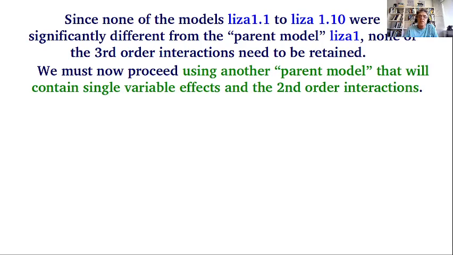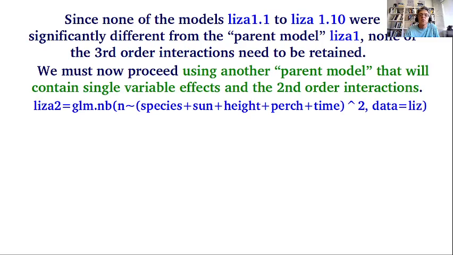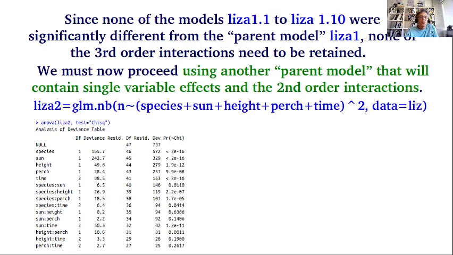So we must now proceed. We are now in a state in which we have a model with only second order interactions, which is going to be the stepping stone for the next step of model simplification. So here is Lisa 2, a model with only single level effects and second order or pairwise interactions. Here is the analysis of deviance table. We have the single effects of the categorical explanatory variables and the interactions, some of which are statistically significant, some of which are not.